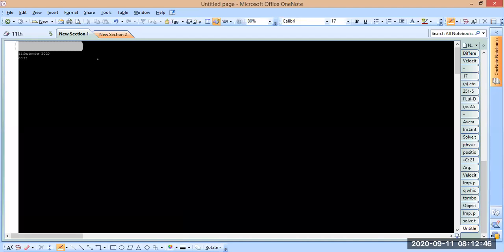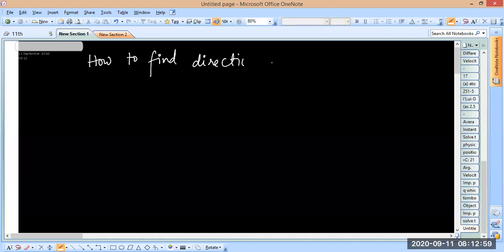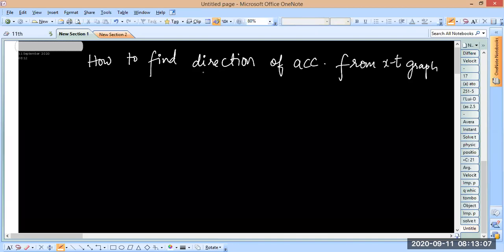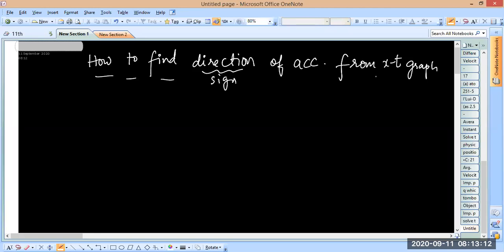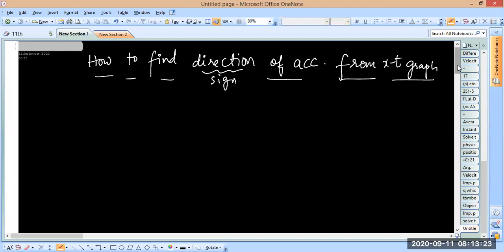Now we will continue with xt graph, but this time we are going to talk about how to find the direction of acceleration from xt graph. Direction means sign also, because whenever we write a vector, the sign is indicating direction. So how to find the sign or direction of acceleration from xt graph, that's what this topic is about. Listen to this very, very carefully.